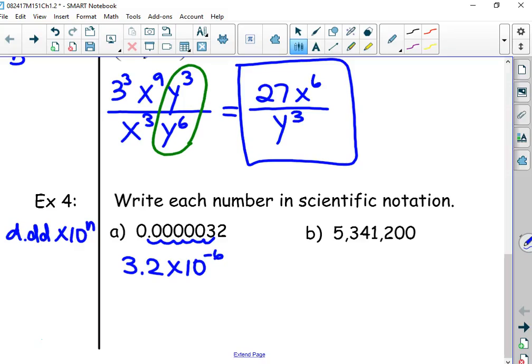Same idea with a big number. I'm going to move this decimal. It looks like 1, 2, 3, 4, 5, 6 places over. So I get 5.3412 times 10 to the positive 6.